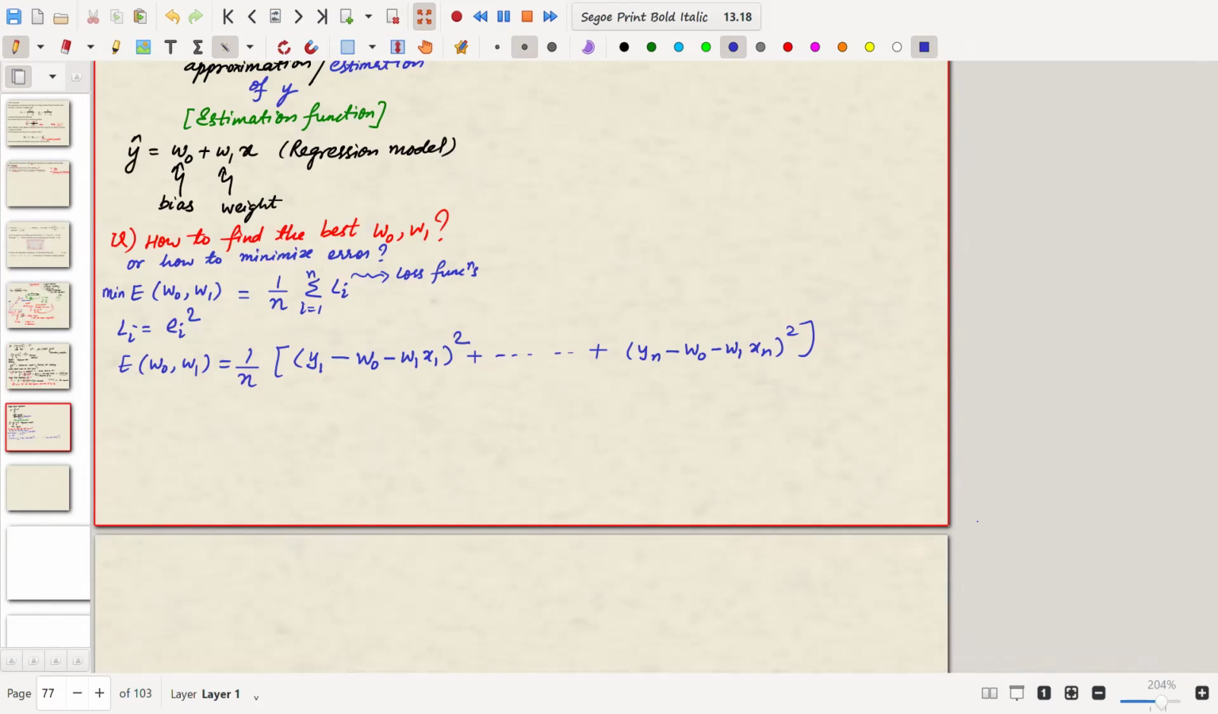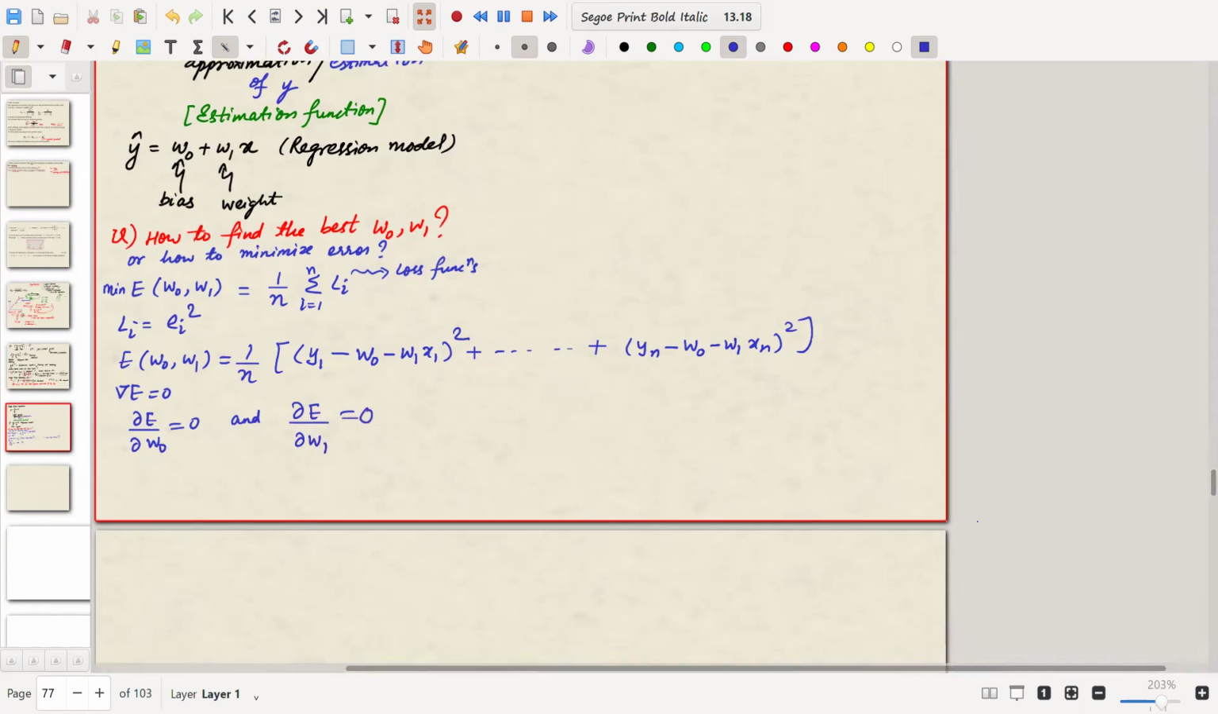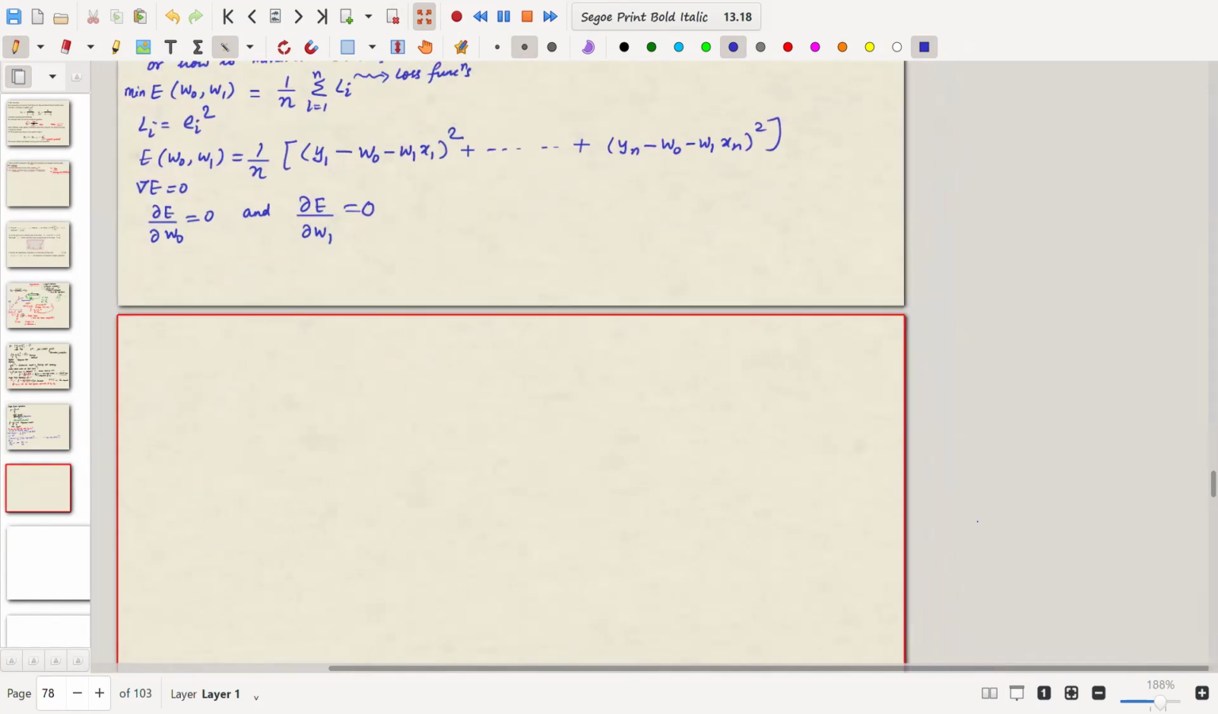So what you have to do? You have to take the gradient. Yes. So we have to set grad E equal to 0. So what you will do? Dou E by dou W0 equal to 0 and dou E by dou W1 equal to 0. Can we do that? If you do that, what do you get?